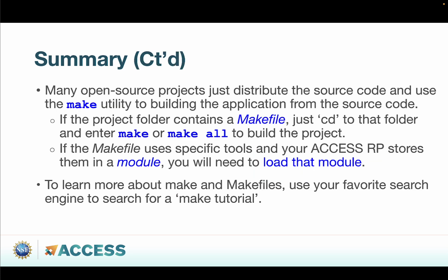Different computers understand different binary languages, so runnable binary programs are not generally portable. For portability, many open source projects distribute the project's source code with a makefile. A person can then run the make utility to build a binary program for their computer from its source code. If the makefile uses tools that an ACCESS RP has stowed in a module, you will need to load that module before make can build the program. To learn more about make and makefiles, use your favorite search engine to search for make tutorial.